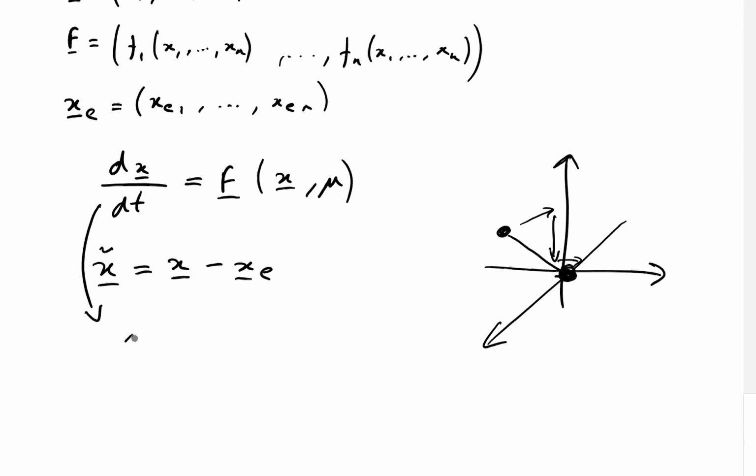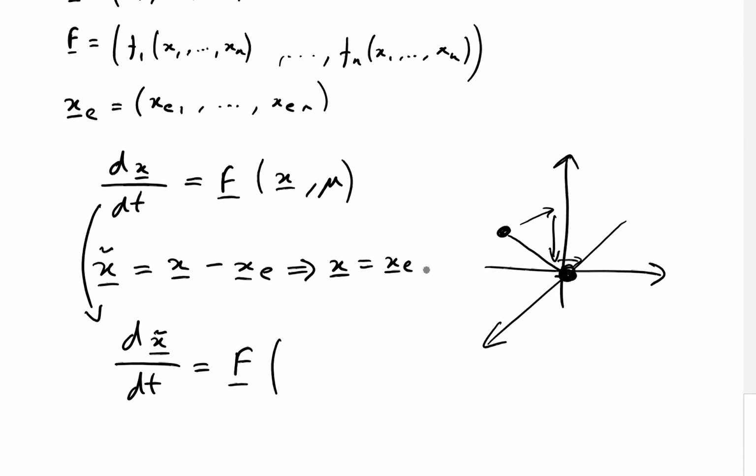So we get dx tilde by dt is going to be equal to f. That's going to remain the same, it's just all our functions. But now our variables are going to change, aren't they? Because we've moved our variables. Because, well, look, if I just rearrange this, I can replace x for what?